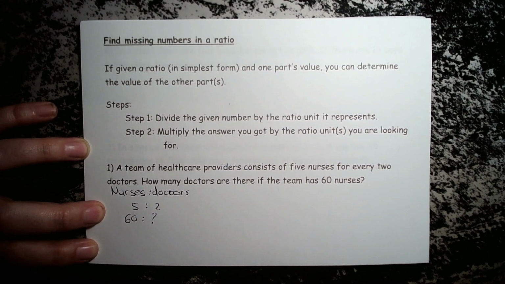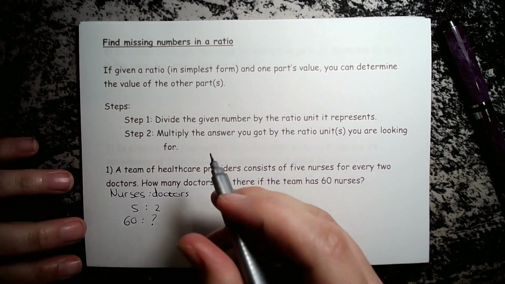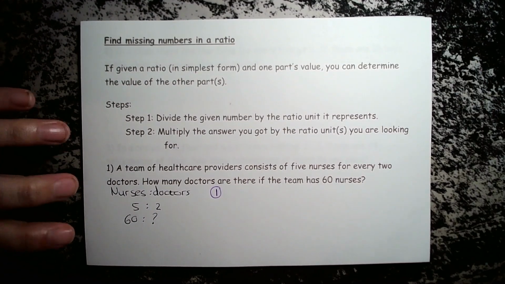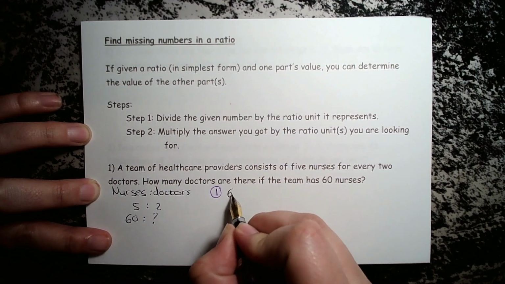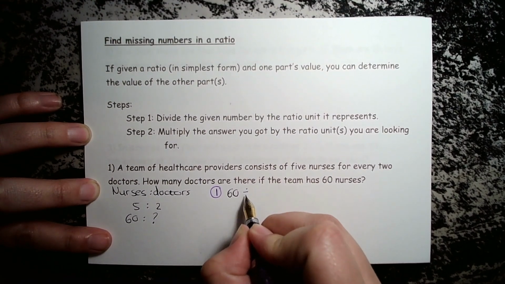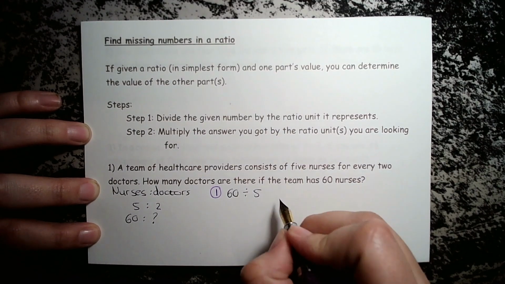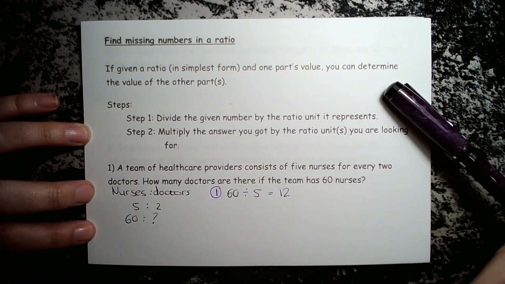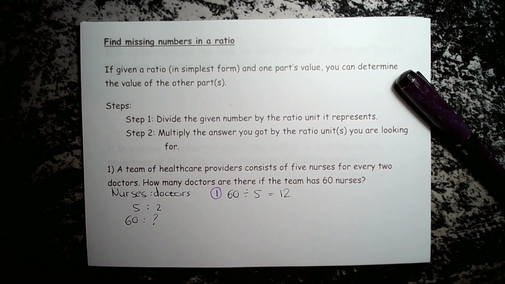So, first step. Divide the given number by the ratio unit it represents. The given number is 60. We divide that by 5 because that is the ratio unit it represents. And we get an answer of 12. So each unit in this ratio represents 12 people.